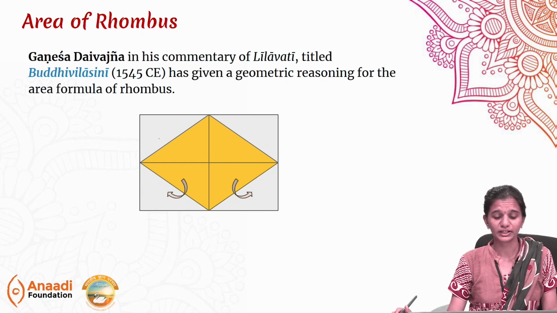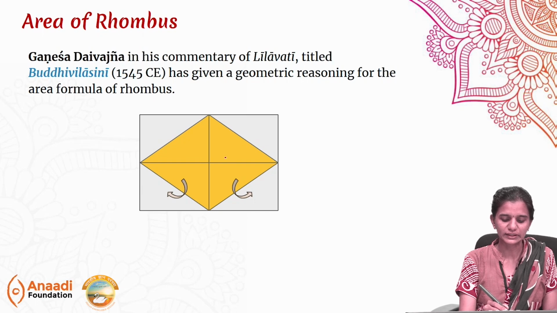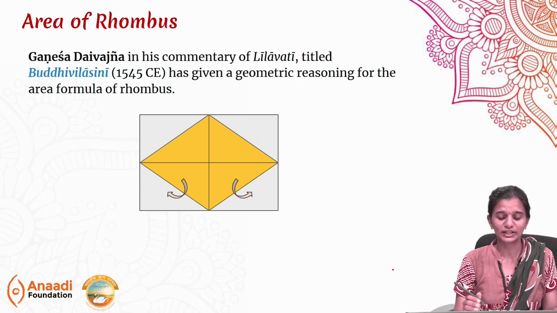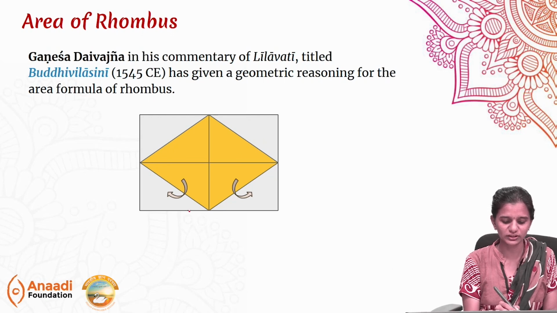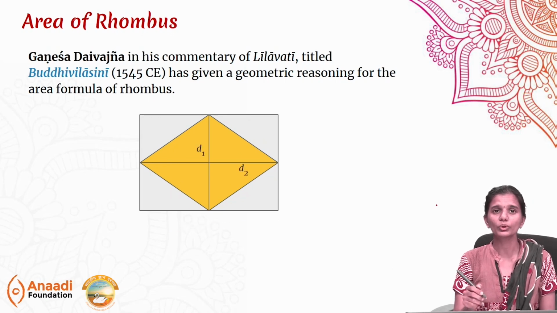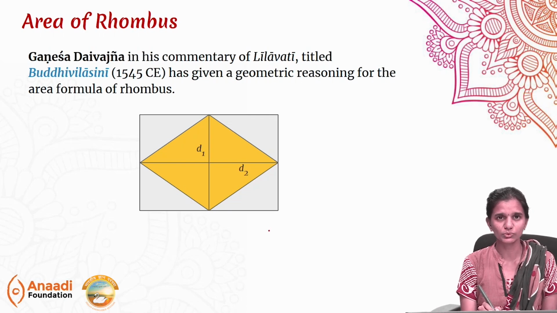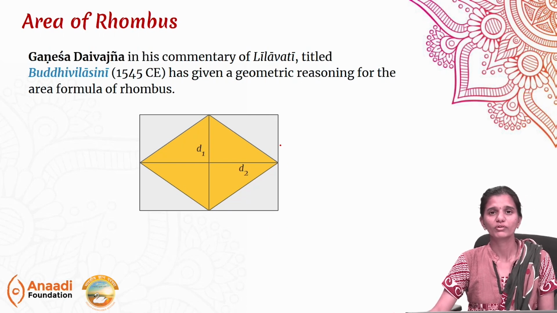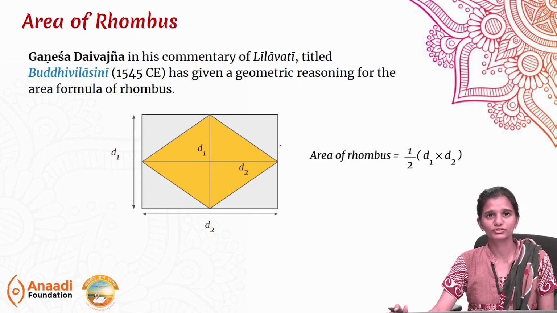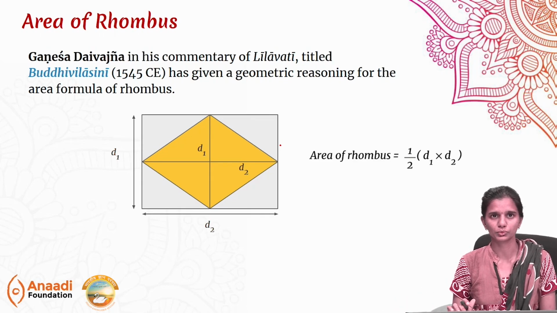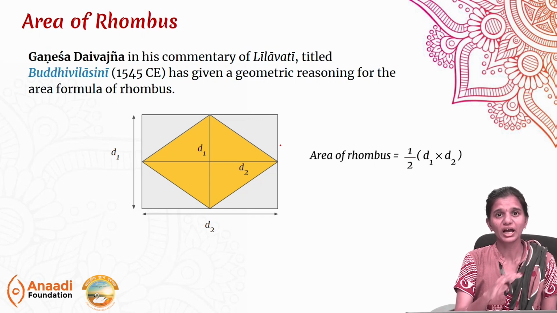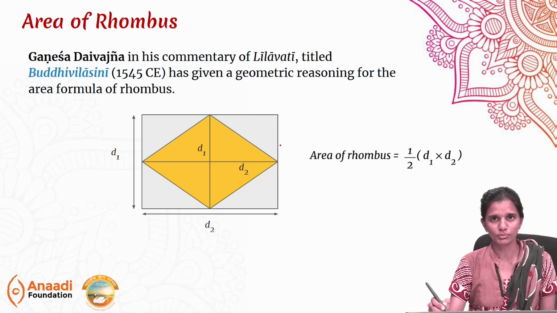Now, we know that the area of this rhombus is half of the rectangle. Why? Because we have just doubled the rhombus to get this rectangle. Now, look at this rectangle. One side is D1, the other side is D2. So, we know that the area of the rectangle is D1 into D2. Whereas, we know that the area of the rhombus is going to be half of the area of this rectangle. So, the area of the rhombus will be half into product of the diagonals.